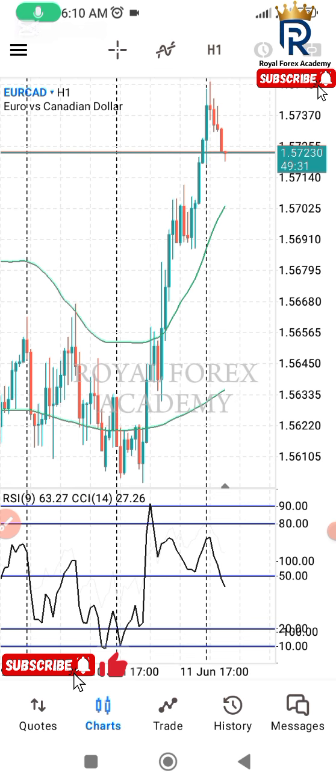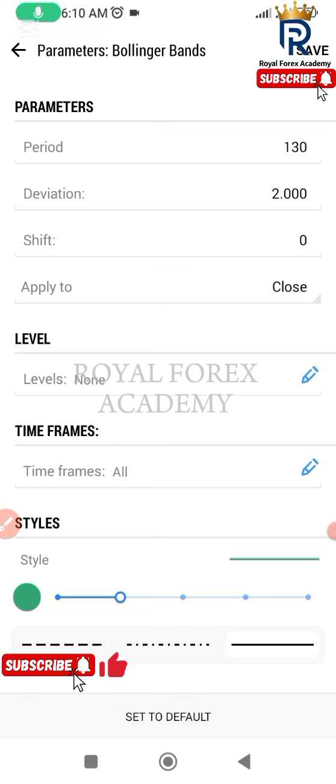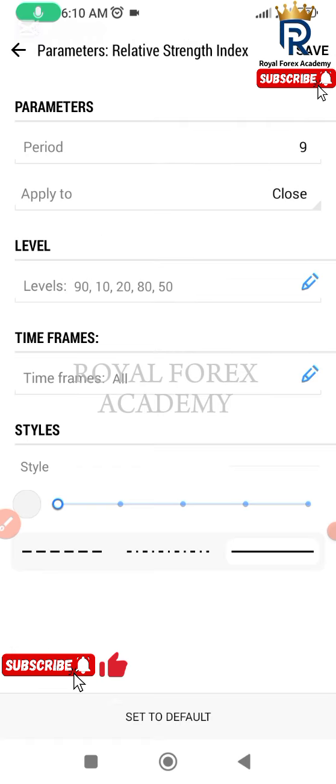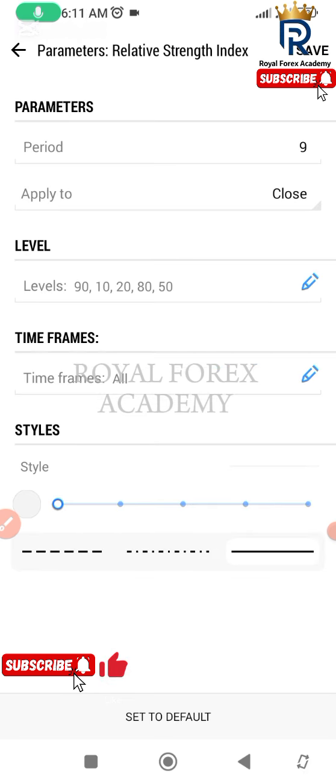Previously someone asked about the full indicators. Here are just the indicators. The Bollinger Band, the period is 130, the deviation is 2.0, the shift is 0. You apply to close. You can just take a screenshot. This is the relative strength index. The period is 90. My chart background is white, so I change the color to match my background. If yours is black, kindly change it to black. And then here are the descriptions, the levels 90, 10, 20, 80 and 50 respectively.